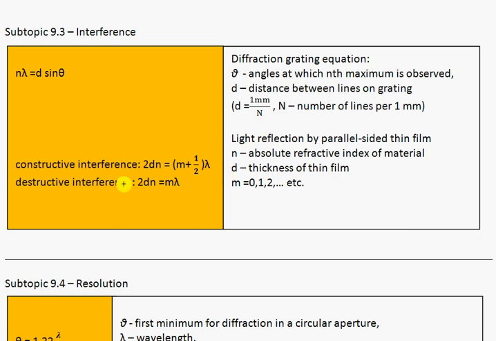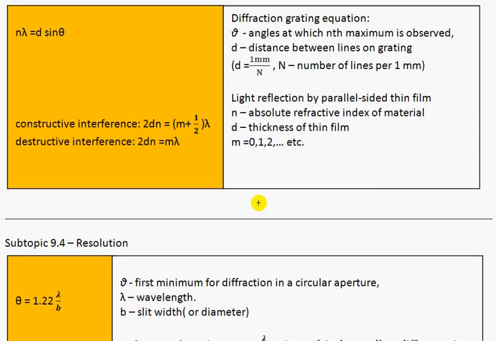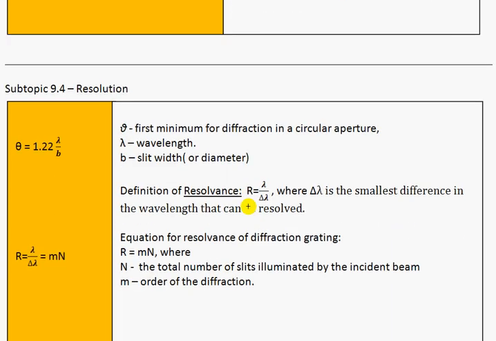The interference condition for thin film: when constructive, it is this formula, destructive is this formula. m equals 0, 1, 2. Resolution.